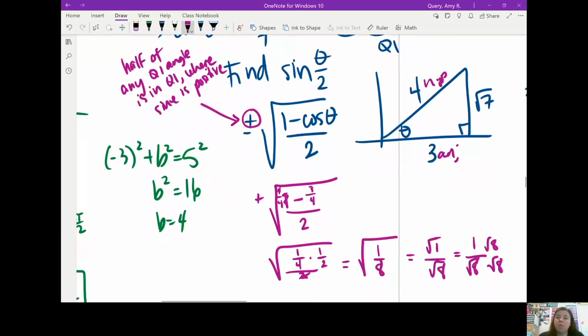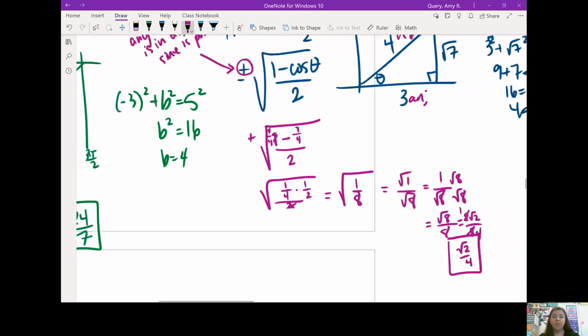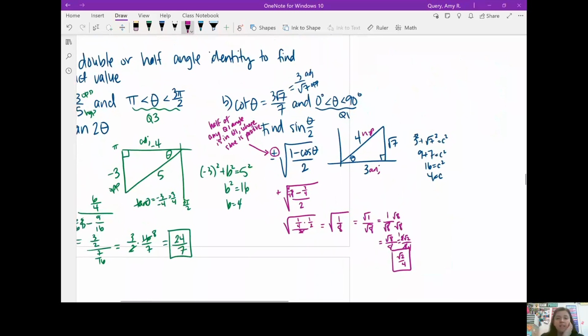So I'm going to rationalize, multiply top and bottom by the square root of 8. So now I'm at root 8 over 8. Root 8 is 2 root 2 all over 8. So that reduces to the square root of 2 over 4. So it's the same stuff as the last lesson. It's just in a different context because now you've got triangles to think about. All right, that's the last part of 5.4.